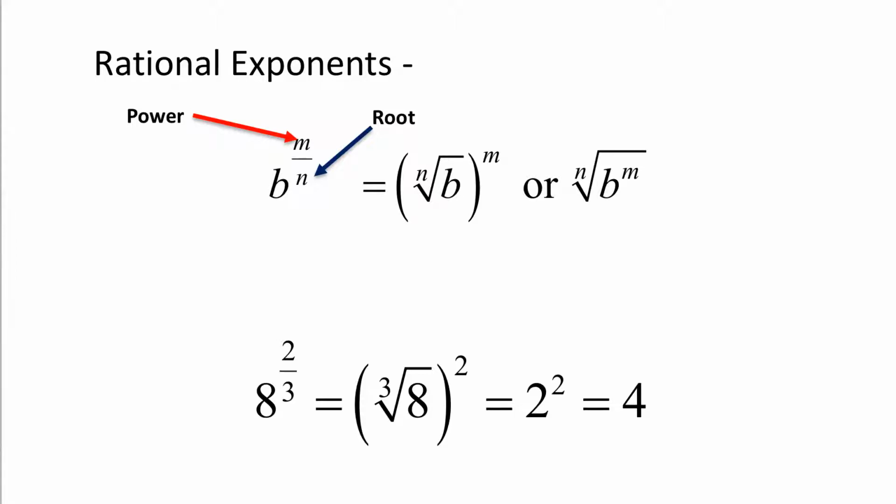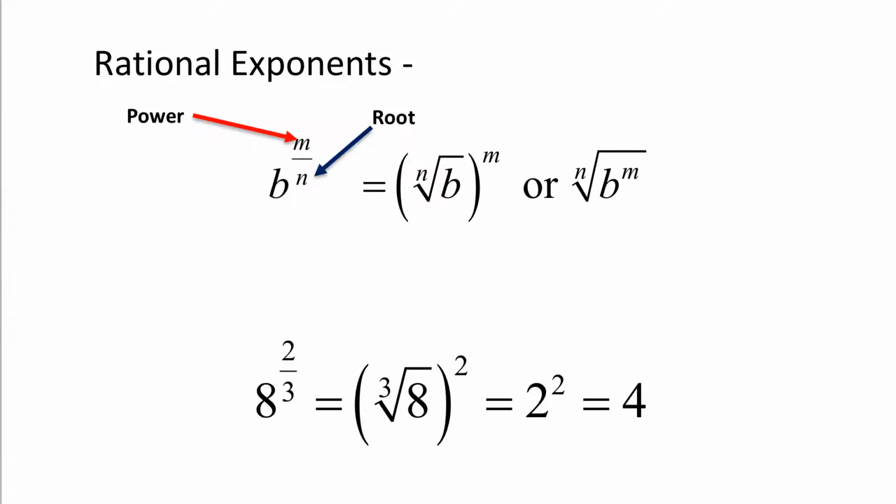But let's go ahead and look at what the fraction means here. When you have a base, a number, and the exponent is a fraction, the numerator will tell you how many times you're going to raise this number to that power. So for the example here, this 8 is going to be raised to the 2nd power.